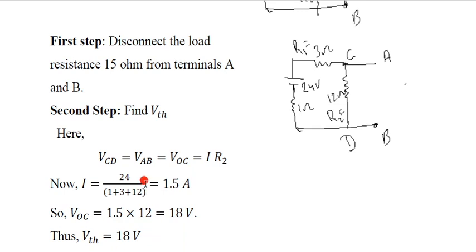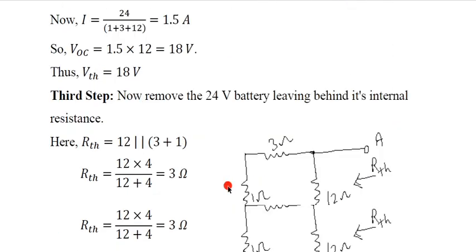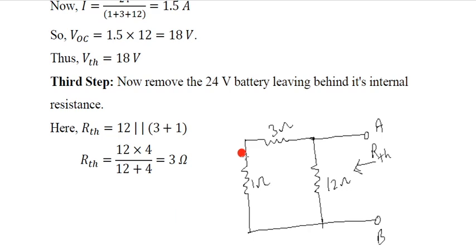For RTH, what you do, you just have to short this voltage source. You have to remove this voltage source and short this component. But if there is internal resistance, you have to keep the internal resistance there. You just have to short only the voltage source. So if you do this, you will get it like this. We removed the 24 volt battery. We just short that component, but we still put the 1 ohm resistance there, because 1 ohm is the internal resistance of that battery, and other components are the same. There is 3 ohm and there is 12 ohm.